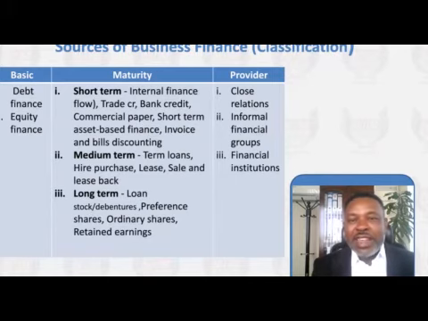Maturity has to do with the time frame you can use the money. The third is according to the provider of funds. That may include close relatives, informal financial groups like money contributions amongst members of certain societies, and lastly, financial institutions.